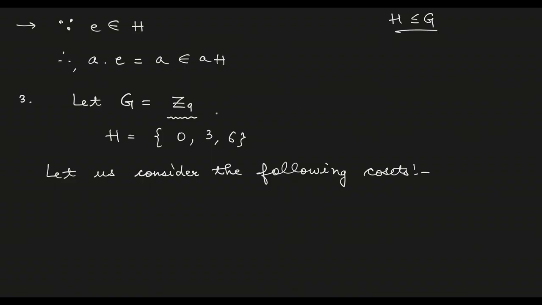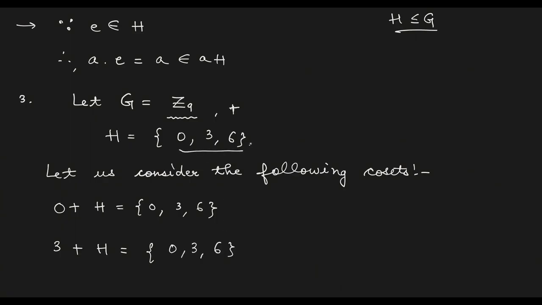Addition. So 0 plus H, this will be 0, 3, 6. Next, 3 plus H, this will be again 0, 3, 6, because you will add 3 in this, then you will get 3, 6 and 9. Sorry, it is addition modulo 9, and we will see the remainders only. So 3, 6, 0.